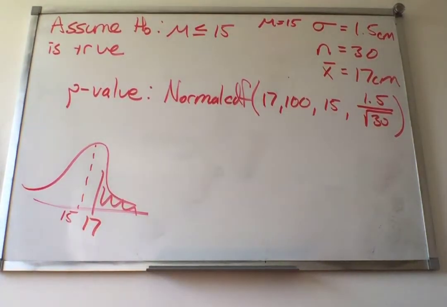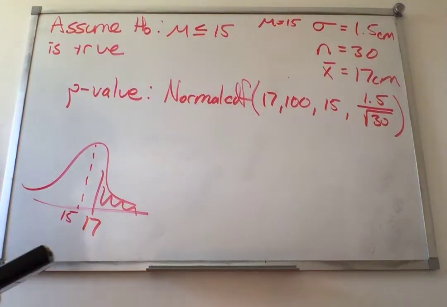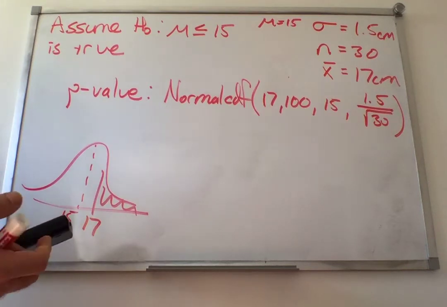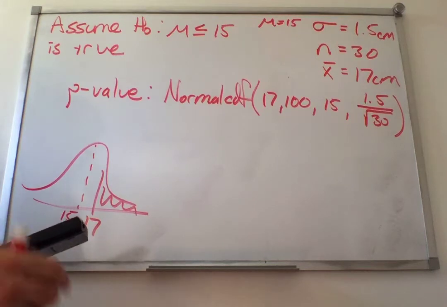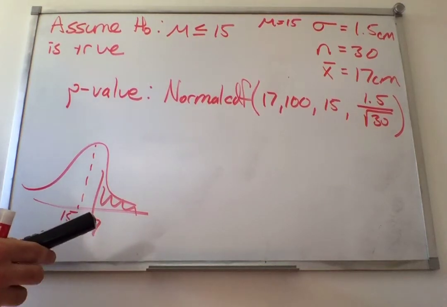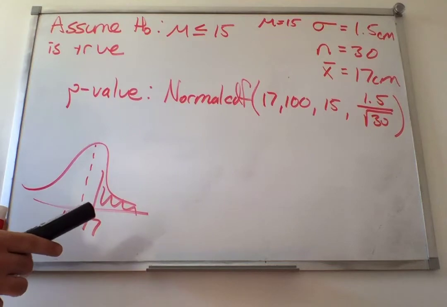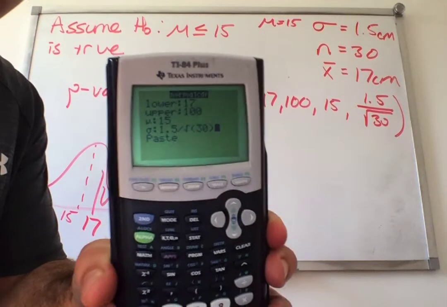So, let's see. Grab the calculator. Second vars, there we go. I was thinking of the second stat. Second vars, you go to normal CDF. The lower bound is 17, the upper bound is 100, the mean is 15, and then the standard deviation, 1.5 divided by the square root of 30. Okay? I have the nice menu.